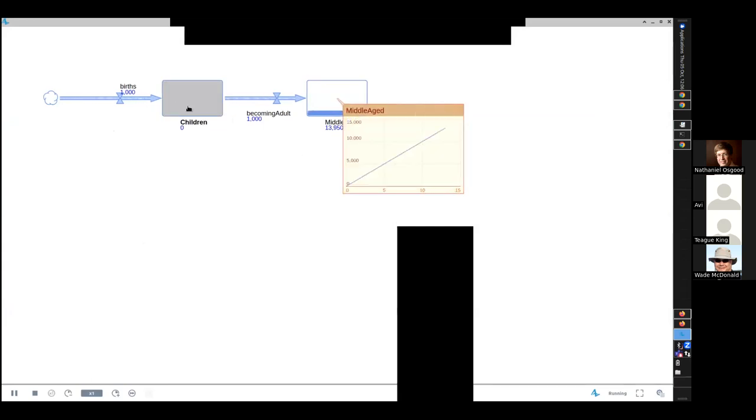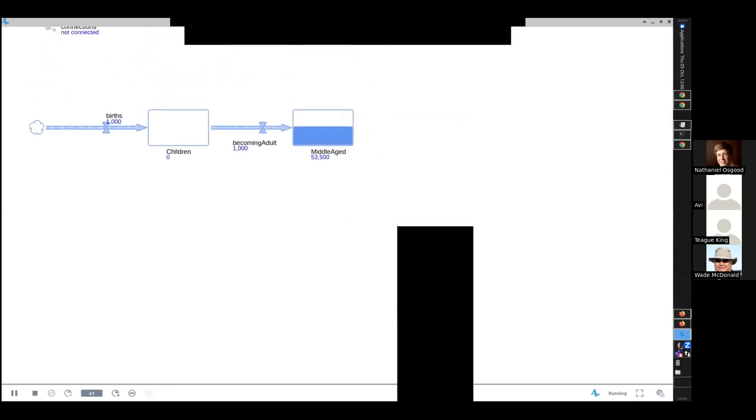All right. The children are just a pass-through. We have water going on. Oh, we have children going out. We have 1,000 going out, 1,000 going in. It's as if people are coming into the room and leaving at the same rate, right? That's kind of interesting, isn't it? We have inflow equal outflow, so this stays the same, right? And middle aged is accumulating, right?